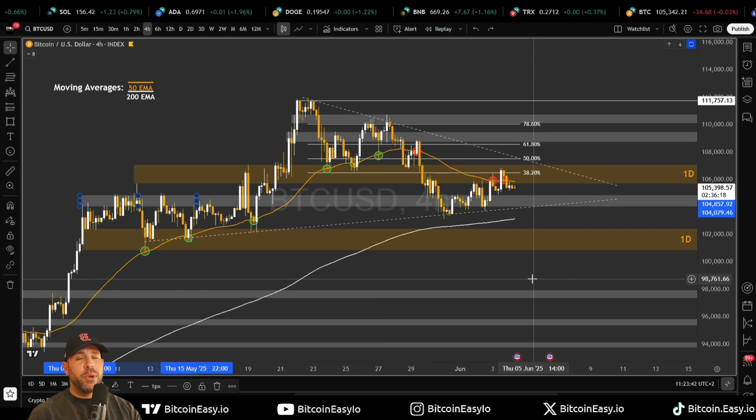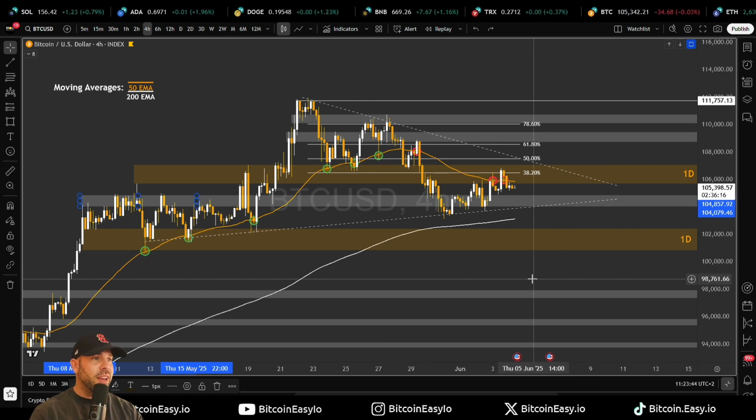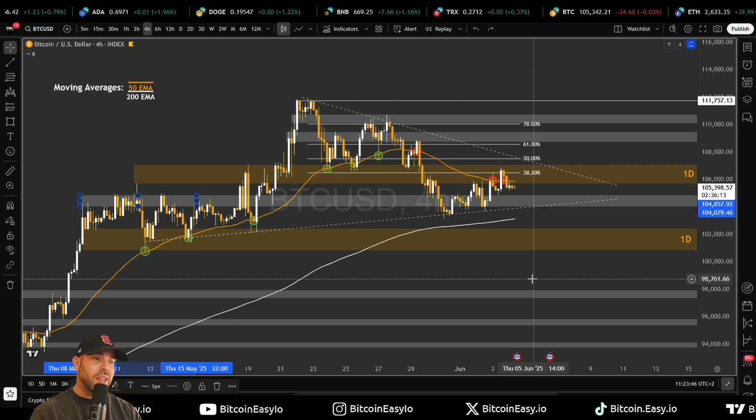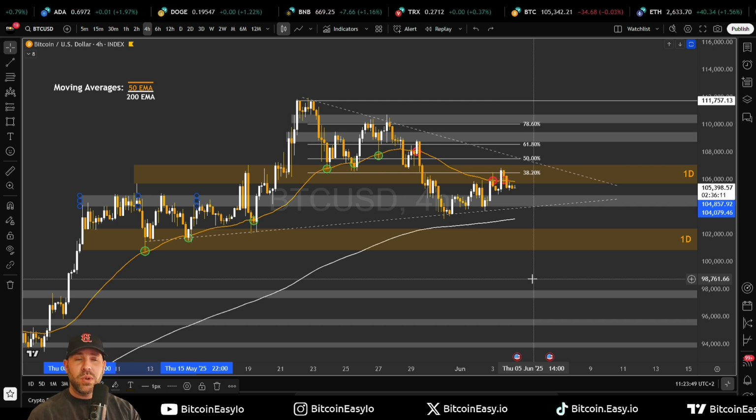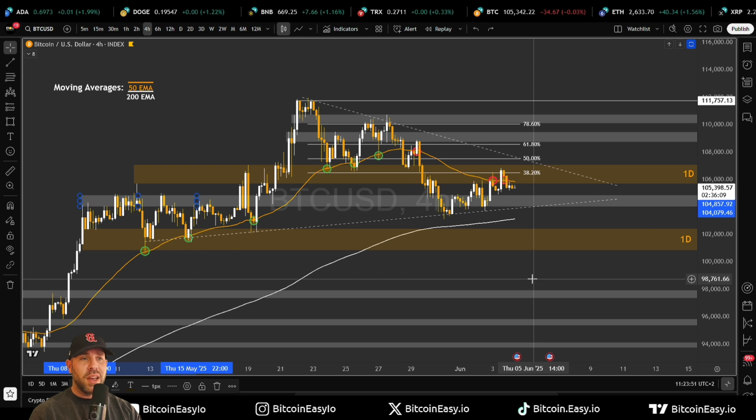So yeah, guys, we're in a really decisive spot here for Bitcoin as far as the short and midterm goes. For the long term, I'm still biased towards a continuation of the bull market and that we see higher price targets.